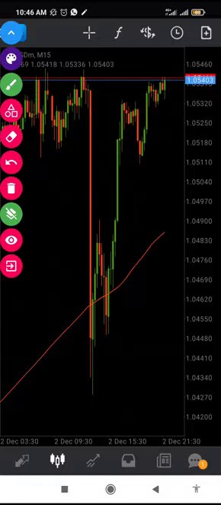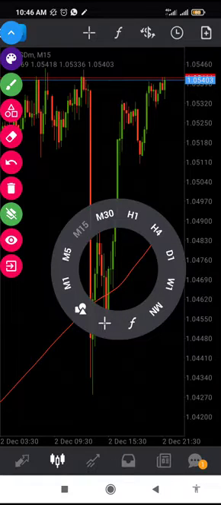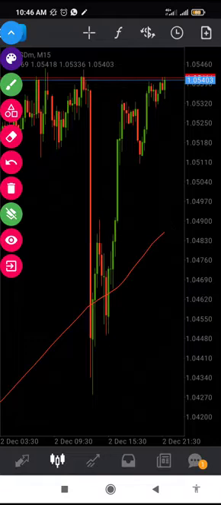It means that each of these candlesticks you see here represents 15 minutes. They are formed after every 15 minutes. If it is 1 minute, every candlestick will be formed after 1 minute. If it is 5 minutes, every candlestick will be formed after 5 minutes. So your time frame determines when a candlestick closes and opens.